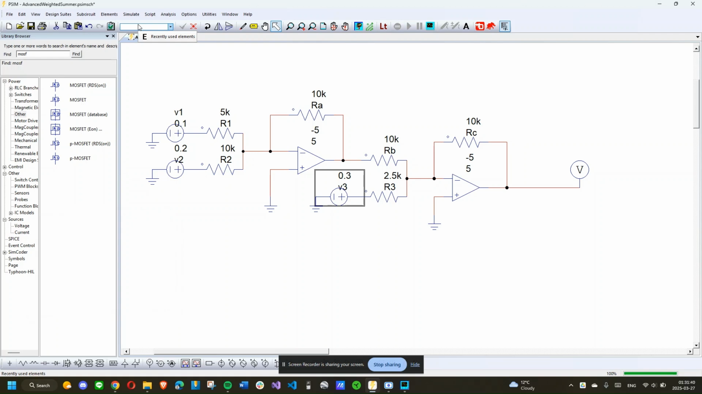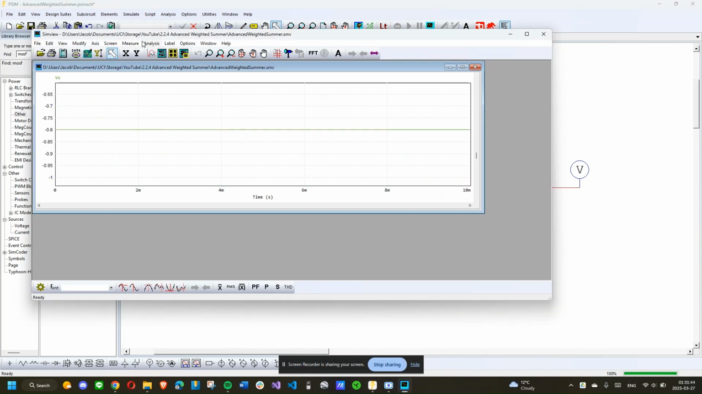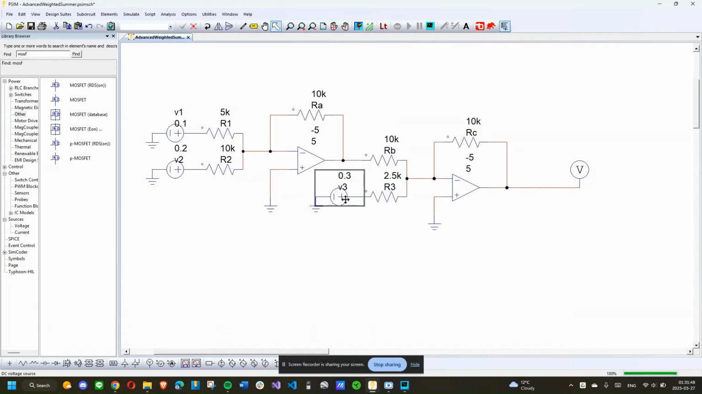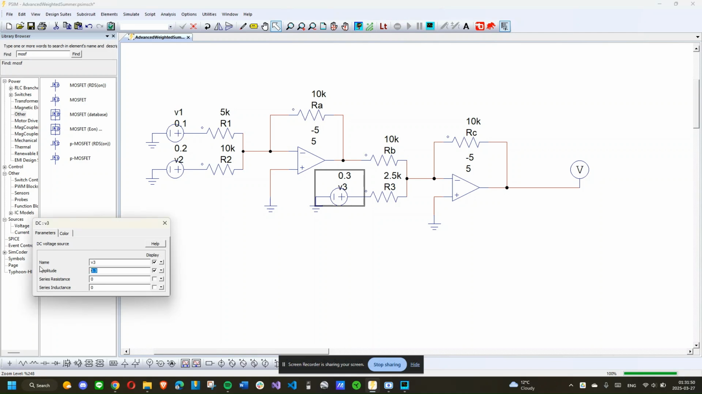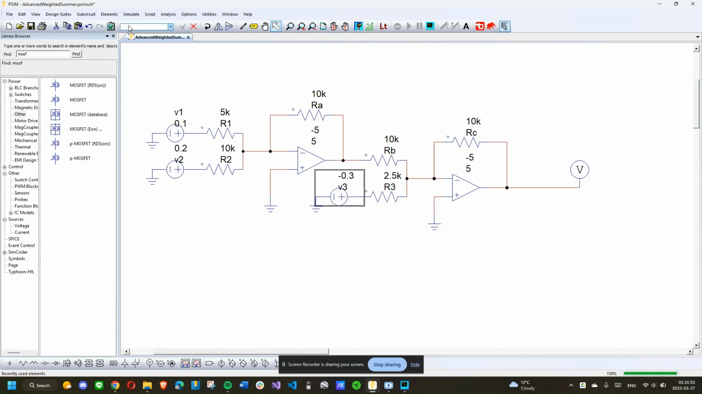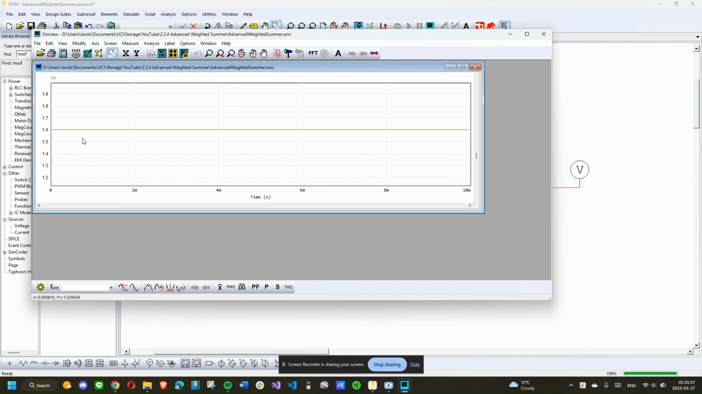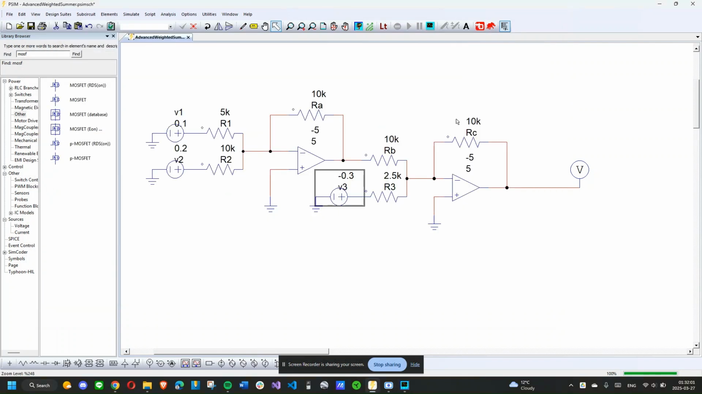So we calculated that the output should be negative 0.8, and the output is negative 0.8. Likewise, in the second case, when we make this negative 0.3, we expect the output to be 1.6. So 1.6 on the output. Okay, so this behaves as expected.